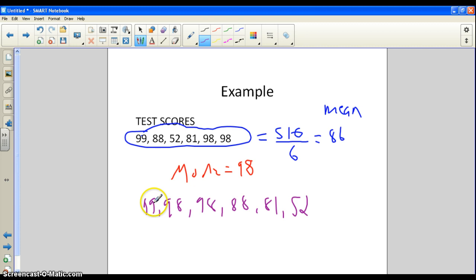So the middle number would be here, in between 98 and 88. So 1, 2, 3, and then 3 of the numbers are on this side, and 3 of the numbers are on this side. So the middle would be here. Since there's no middle number, what you do is you average these two together to find the median. So if I average those two together, you would do 98 plus 88, and then divide by 2, and you would get 93. So the median in this case is 93.